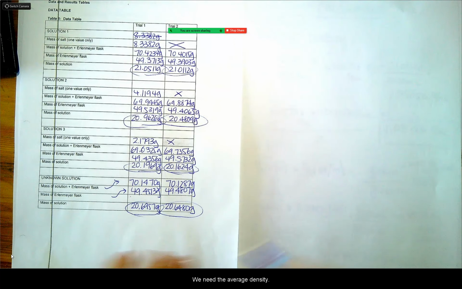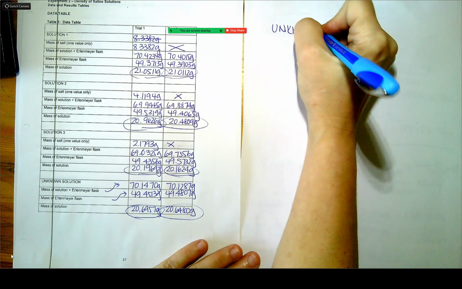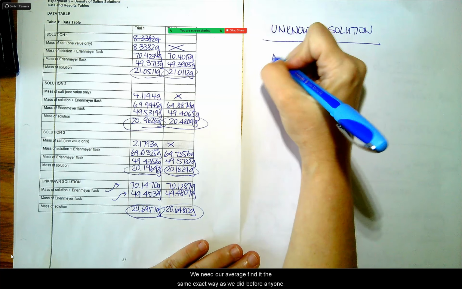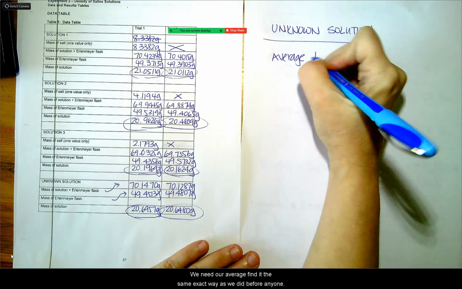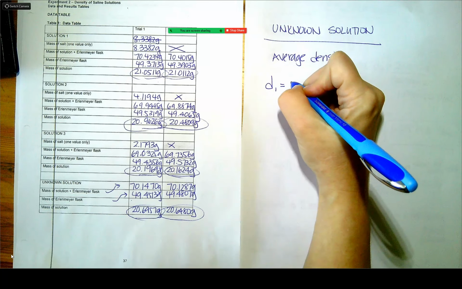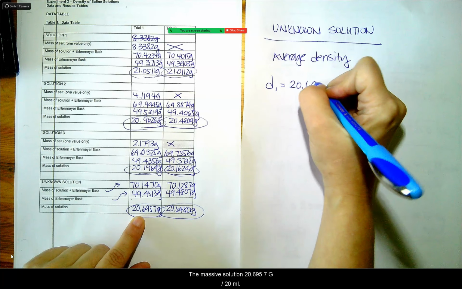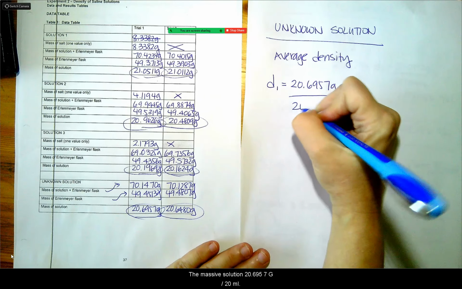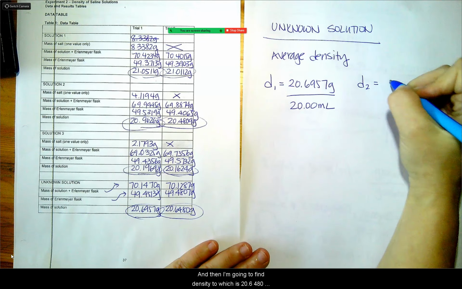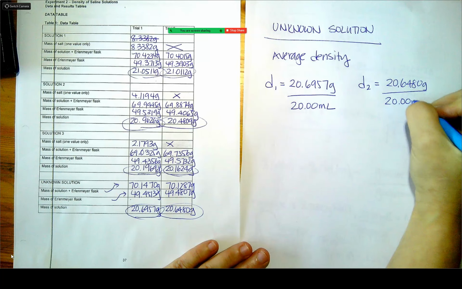We need the average density. So this is going to be for the unknown solution. We need our average density, and we're going to find it the same exact way as we did before. So density 1, I'm going to use the mass of solution, 20.6957 grams over 20 mils. And then I'm going to find density 2, which is 20.6480 grams divided by 20 mils.